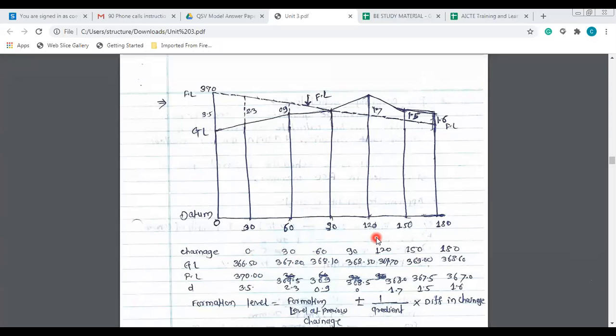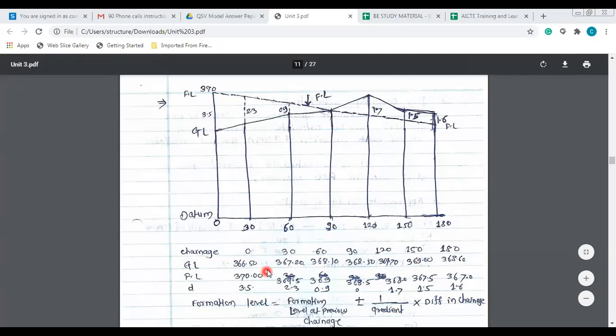What data we have given? We have given the chainages, and we have given the GLs only, and the first FL. So only up to this point the data has been given to us. Chainage, GLs, and the first FL. Only this reading they have given. The GLs are given. So what is our first calculation, or what are our steps?